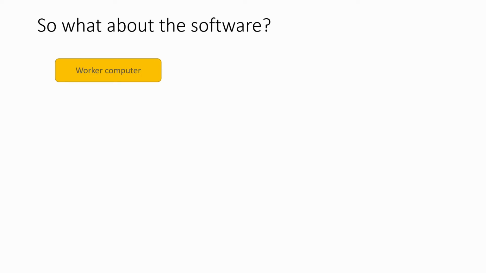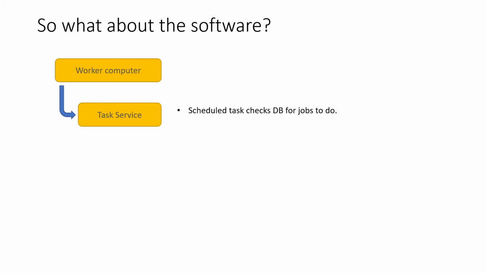On each of the worker computers, I've decided on installing two software processes. The task service runs as a scheduled task which checks to make sure it has the latest version of the underlying task process. It also reports back to the database as tasks get completed, and launches one instance of the underlying task process for each processor it has, assuming that there are actually tasks allocated to the work computer.